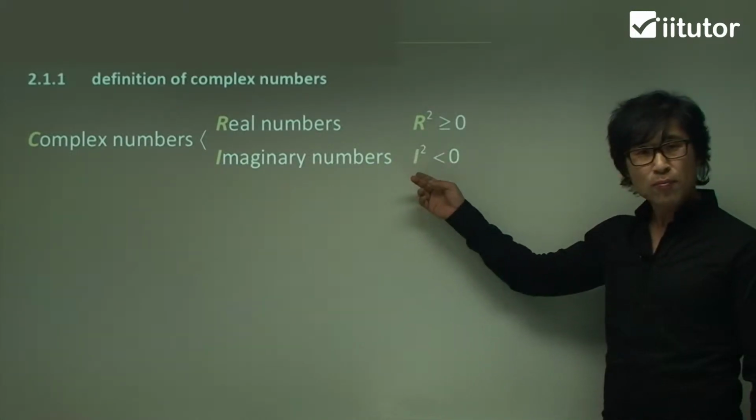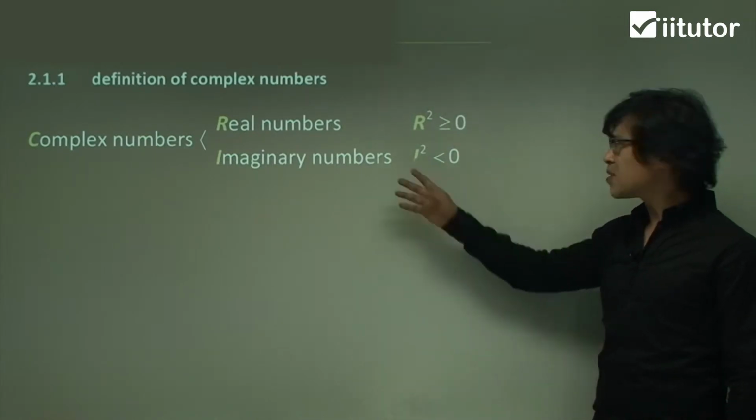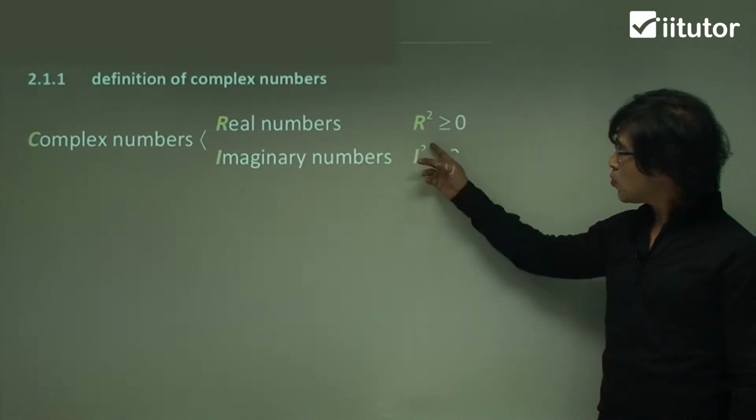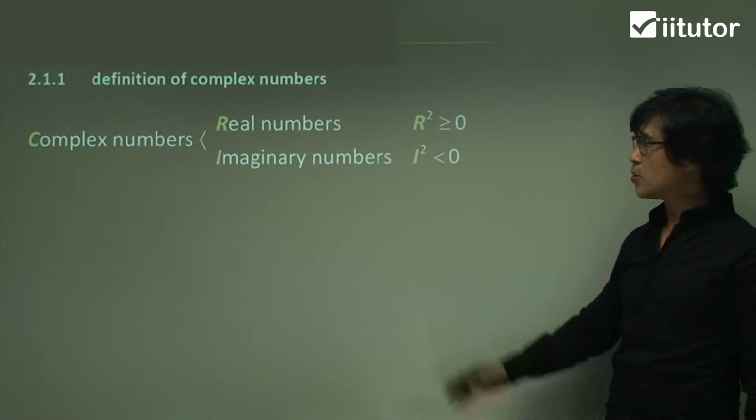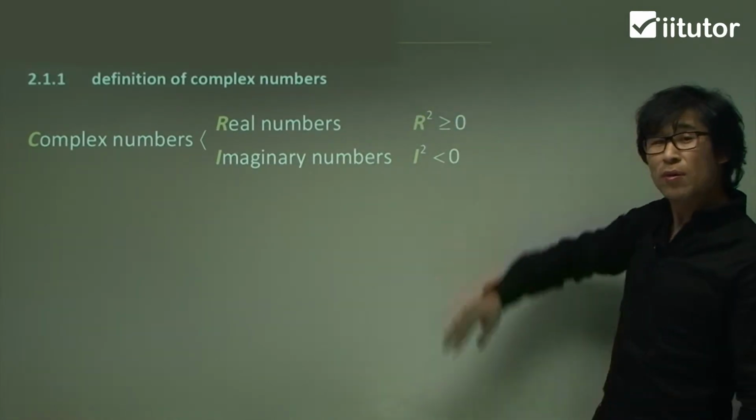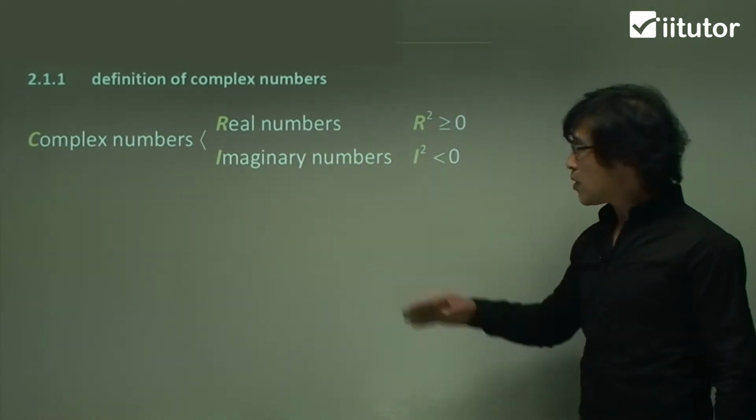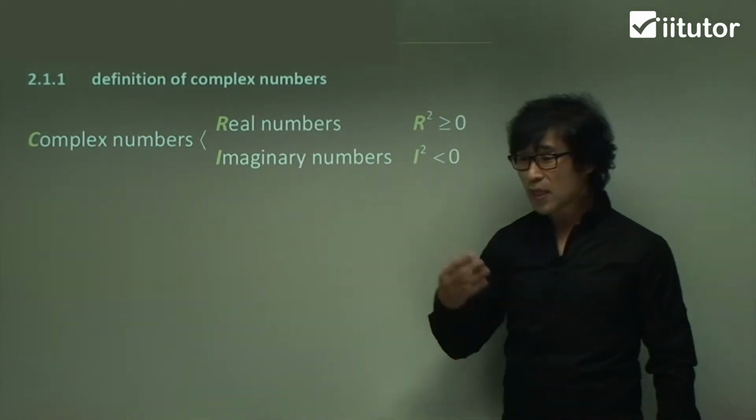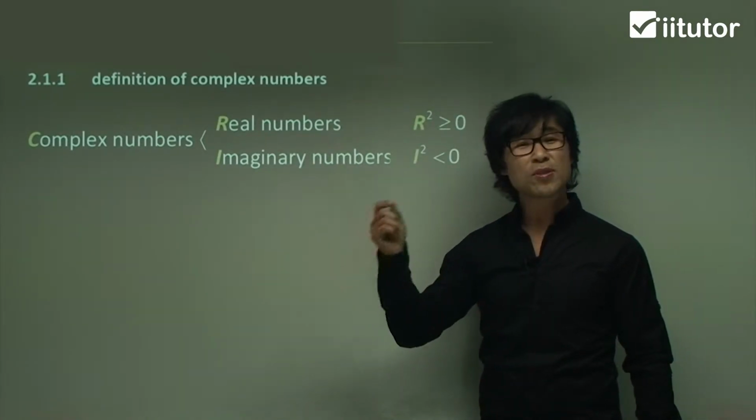You cannot think of a number that, when squared, makes it negative. You possibly cannot get it because we have been using real numbers only so far. So how do we define the imaginary numbers? It's not defined, we just describe it. So what is the imaginary number?